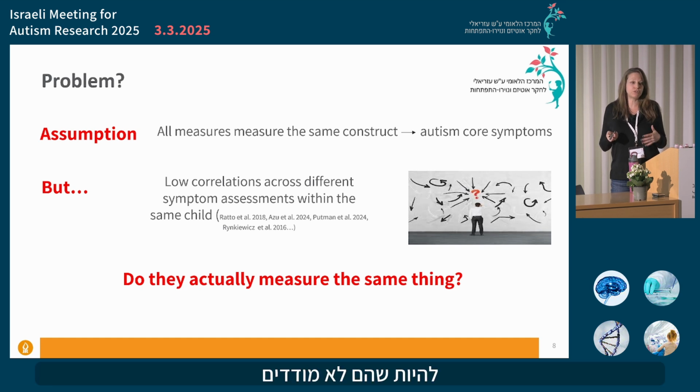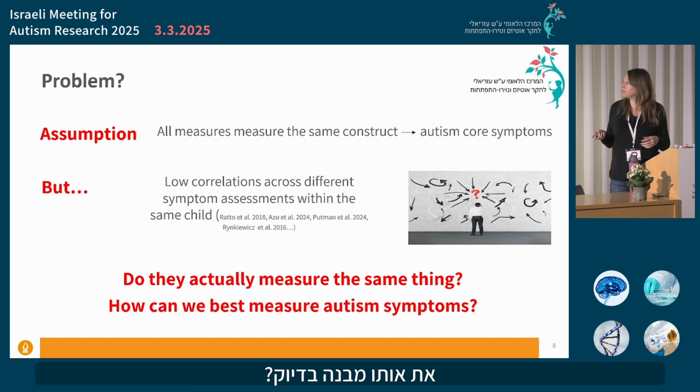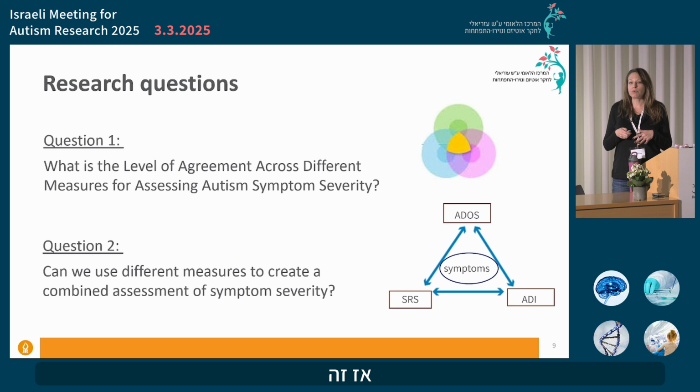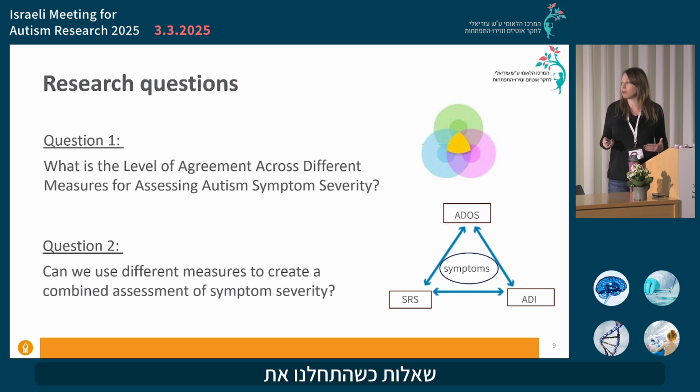And this leads us to the question, do these measures actually measure the same thing? Or could it be that they're not measuring the exact same construct? And also, how can we best measure autism symptoms if this is the case? So this is kind of the background that led us to the study that I'm going to show you.